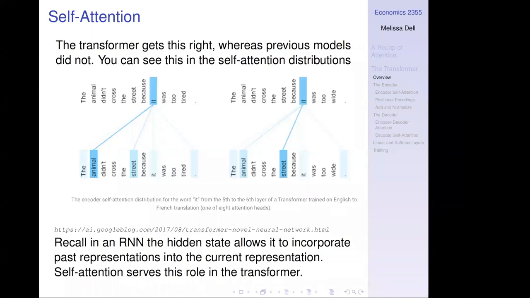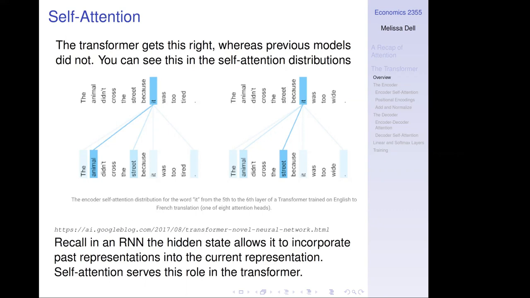If you think back to when we talked about RNNs, the hidden state allows the RNN to incorporate past representations into the current representation. Self-attention is what serves this role within the transformer architecture. But as we mentioned, the whole transformer architecture can be parallelized, which allows you to have a much bigger, much more powerful model trained on much more data. That's essentially the intuition.